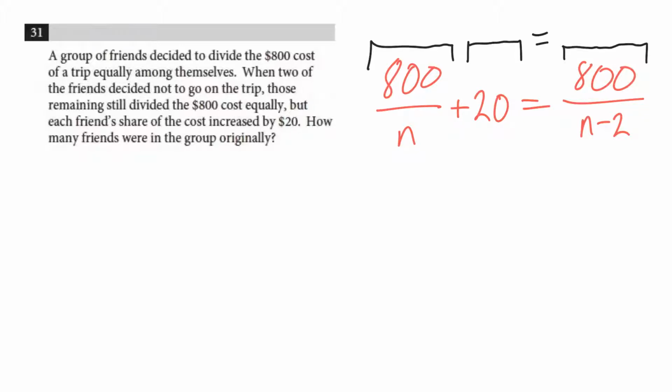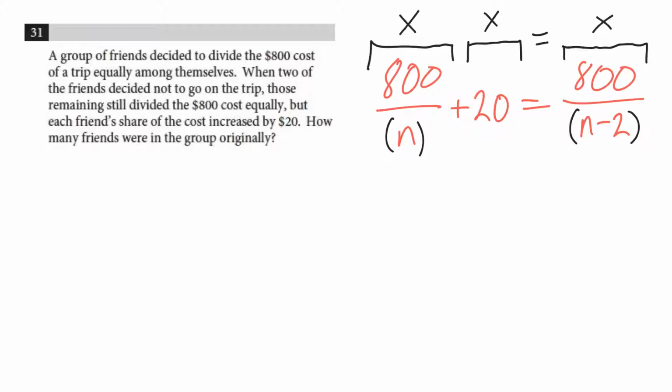Okay. Now, to solve this rational equation, I am going to clear the denominators. I can see that this first term is missing a factor of n minus 2. And this term over here is missing a factor of n. And then the center term is missing a factor of n and a factor of n minus 2. So I'm going to multiply everything times n times n minus 2.